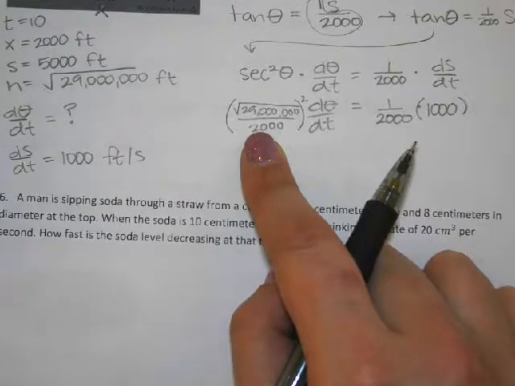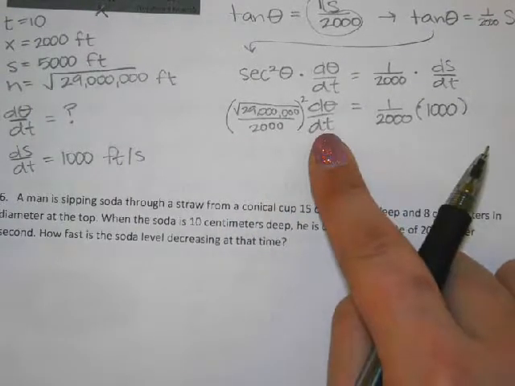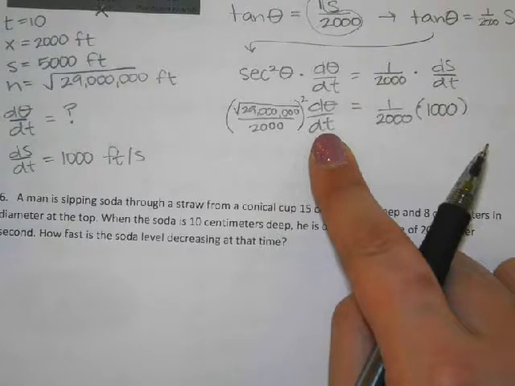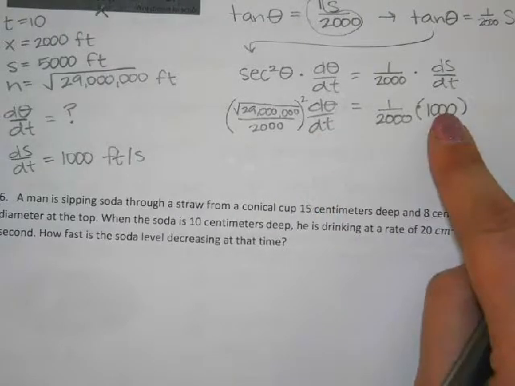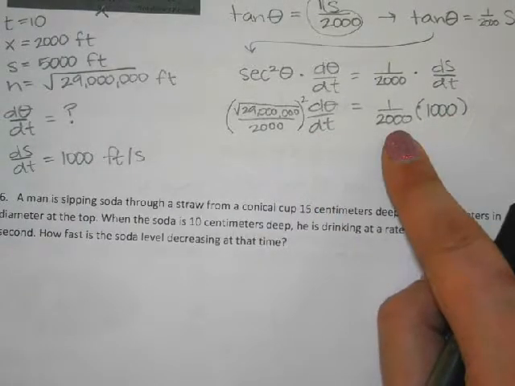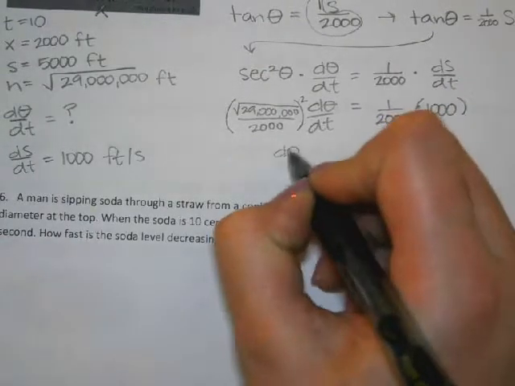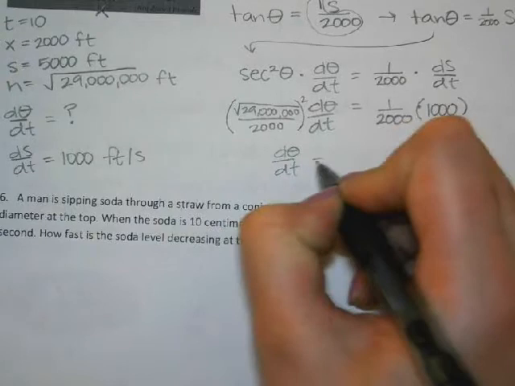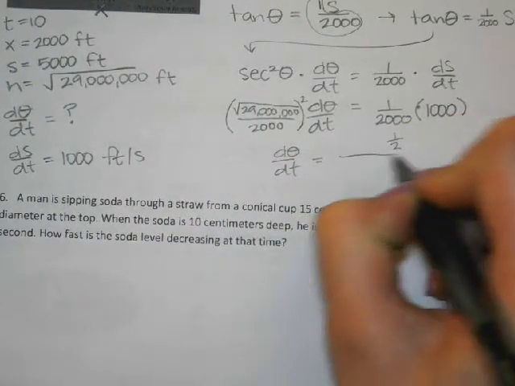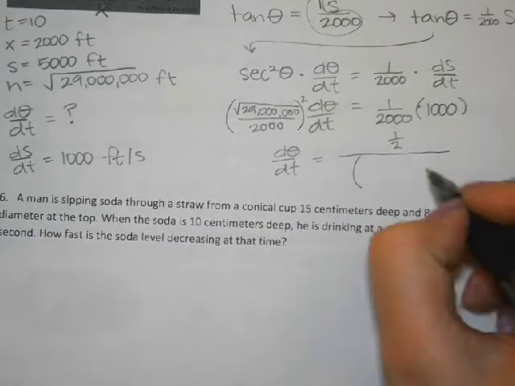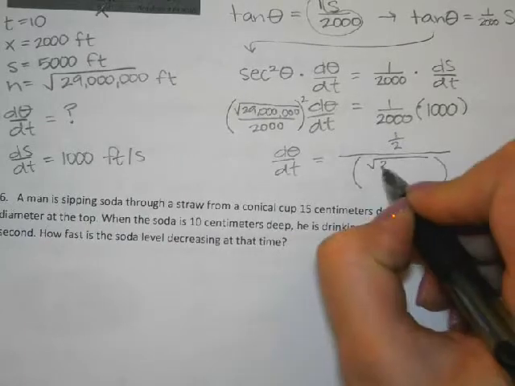Be careful. Okay, so I want the d theta dt to be by itself, right? What is 1,000 multiplied by 1 over 2,000? 1 over 2. Yeah, it's 1/2, right? Okay, so I'm going to say d theta dt equals 1/2, just because that's a little bit easier to type in, divided by, and I'm literally going to put it like this because I just don't want to mess with this, to be honest.